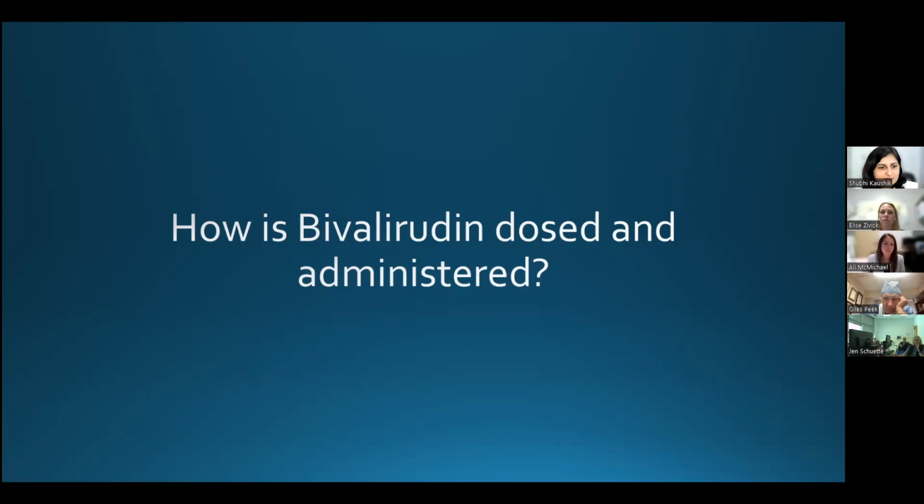Based on your review of protocols from other institutes who are using bivalirudin, have you noticed people using different dosing changes based on the pump type? Oh, it's a great question. I don't know about based on pump types. Are you talking about roller pump versus centrifugal? I haven't seen the differences in that.